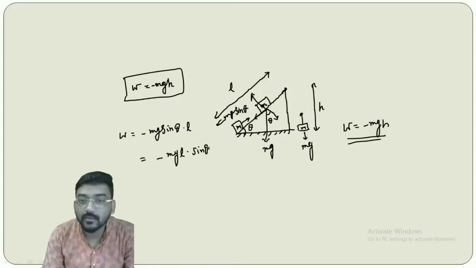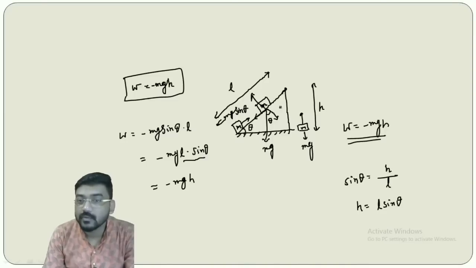Now, what is the value of sin theta? Perpendicular, that is h, divided by hypotenuse, that is L. So h is equal to L sin theta. So you can put it here, and it will be minus mgh. So you can see, whether you use this path or this path, the same work is done for the object to reach this point.